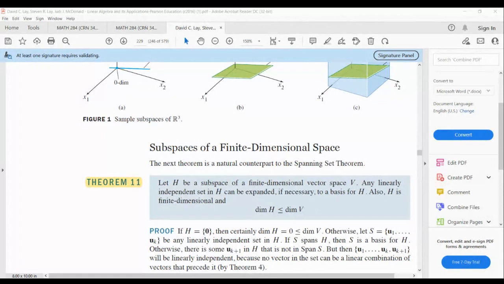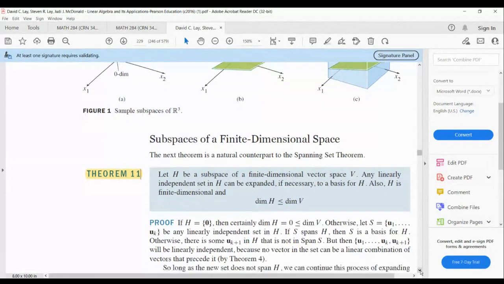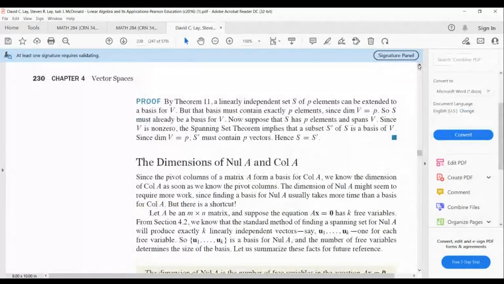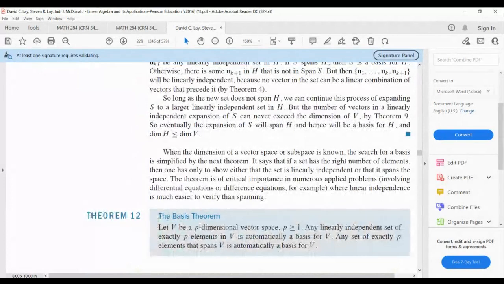All right, and let's keep going a little bit further if there are no questions. Trying to free up a little time for you here for something I want to do. Theorem 12, the basis theorem, basically says if you have a p-dimensional vector space, any linearly independent set of exactly p elements in the vector space is automatically a basis for V. Okay, that's similar to one of the previous theorems we learned.